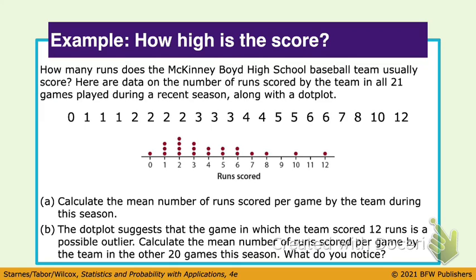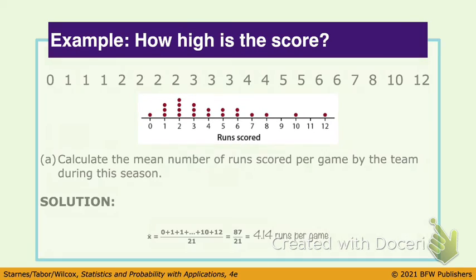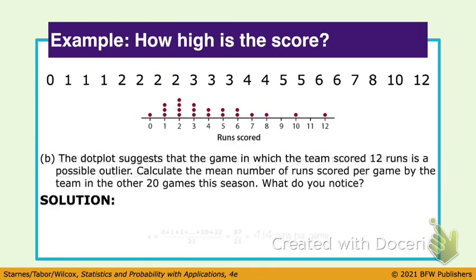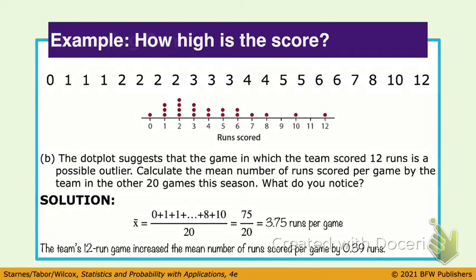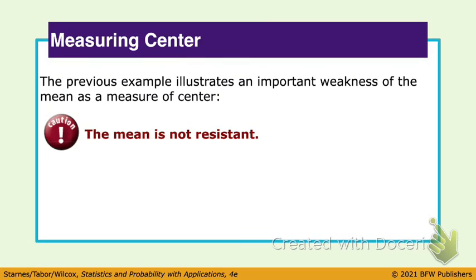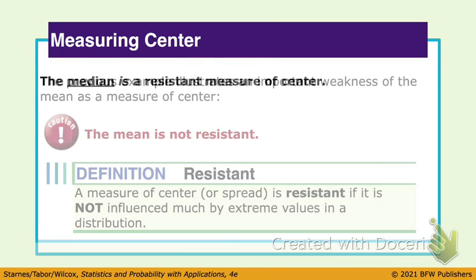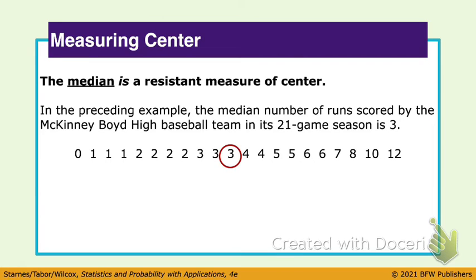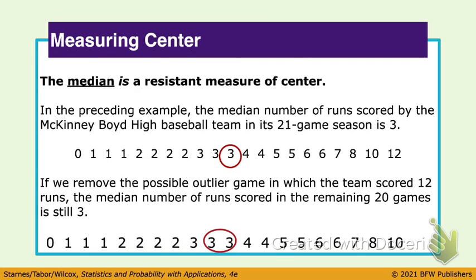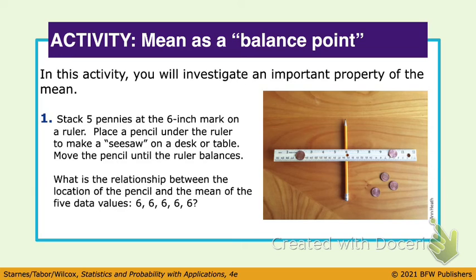All right, so we're gonna do this little balancing thing. I'm gonna give you guys a ruler and 5 pennies, and you're going to go through this little mean as a balancing point activity and try to figure out what's happening here. All right?